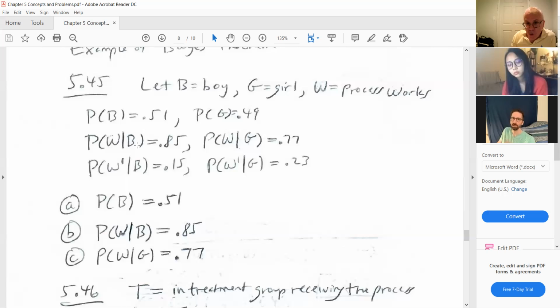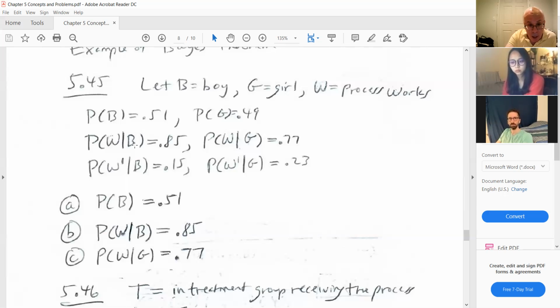Right. That's true. But the 0.85 is not the probability of having a boy given that the process was used. Obviously, that can't be, to go from 0.51 all the way up to 0.85. That doesn't make much sense, right? Right. But it's possible. It is possible. That's what they were asking for, right? The probability of B given that the process worked.